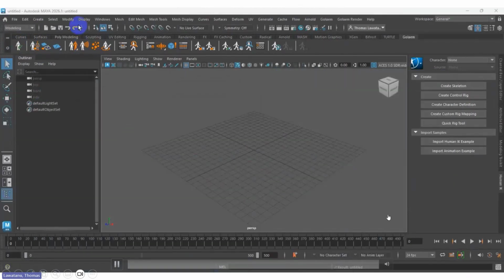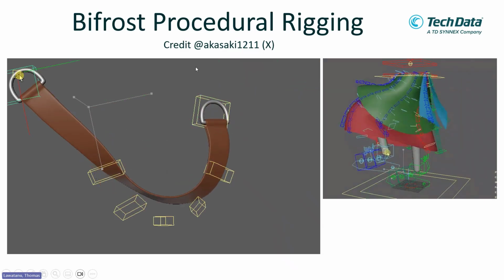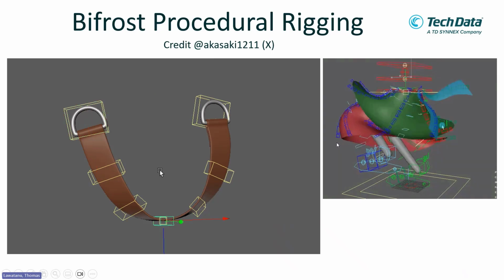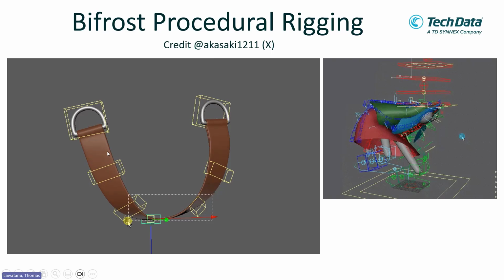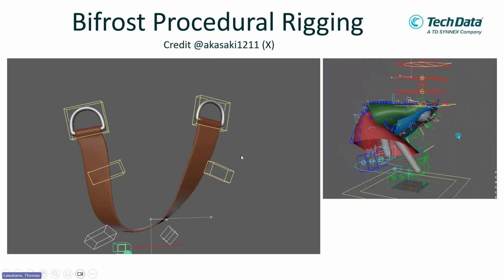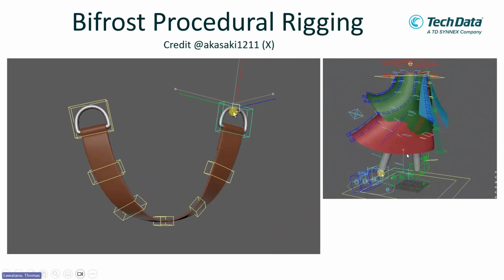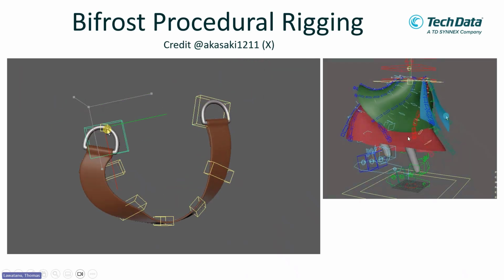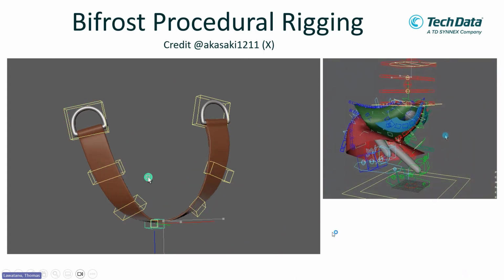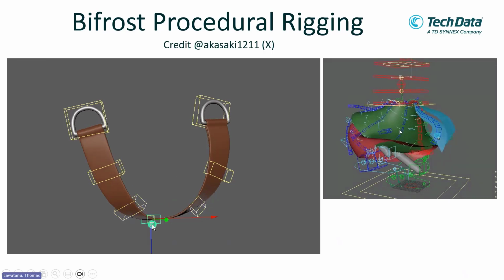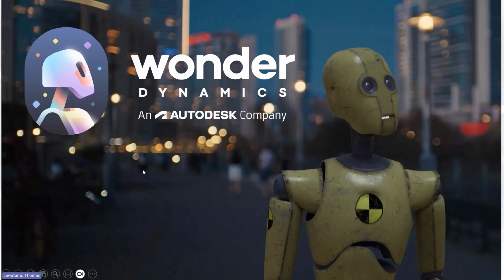Okay, I think this is an example of Bifrost procedural rigging. This is by Akasaki, from the YouTube channel. I took it here, let's say they create a belt. All of these things are created by Bifrost, using rigging like this one. A shirt, anything you create is done by Bifrost. Okay, so this is shortly.